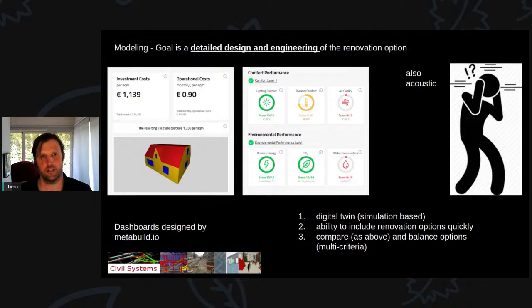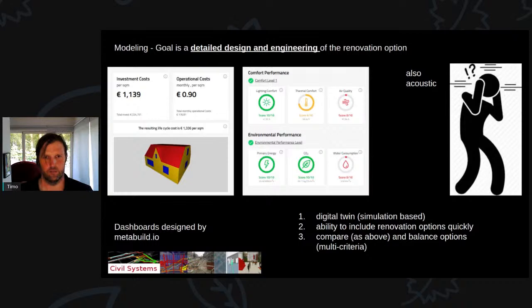And I have three simple steps here, right? So the first step is really, we need to get to a digital twin of the existing building, right? And I have digital twin here in brackets, and that's a very important concept for me. It needs to be simulation based. If you have the digital twin, we need to be able to really evaluate different renovation options. And there are many, right? There's zillions of different renovation options. And they're kind of specific for renovation because it's very product-centric. I'll talk about this later, quickly. And then we want to compare and balance these options in a multi-criteria way to find the best one. So that's basically the process.